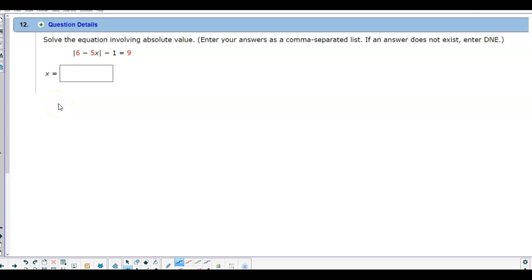Question number 12. Solve the equation involving absolute value. So in this question we have the absolute value of 6 minus 5x, minus 1, which is equal to 9. So the first thing we need to do is isolate the absolute value. In order to do that, we're going to add 1 to both sides. So we end up getting the absolute value of 6 minus 5x, and that's going to equal 10.